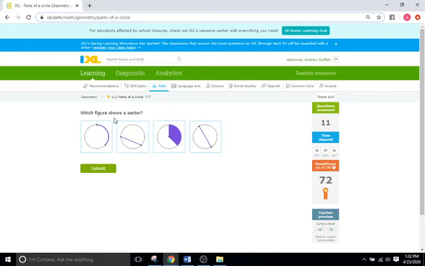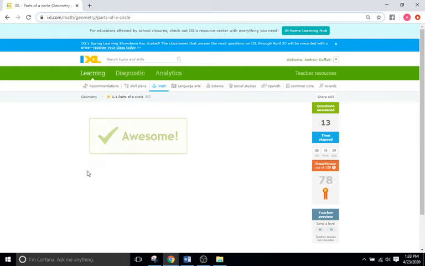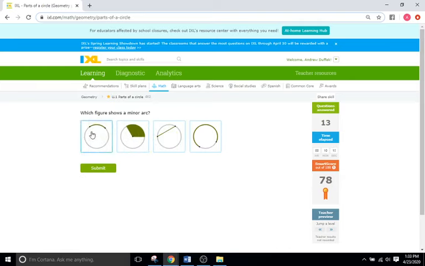Okay. Which figure shows a sector? We have an arc right there. We have a chord. We have a sector. We have a diameter, which shows a chord. We have a radius, a center, a sector, and a chord. Okay, here's a new one, a minor arc. So we'll go through each one. So we have an arc right here. We have our sector. We have a chord, and we have another arc.